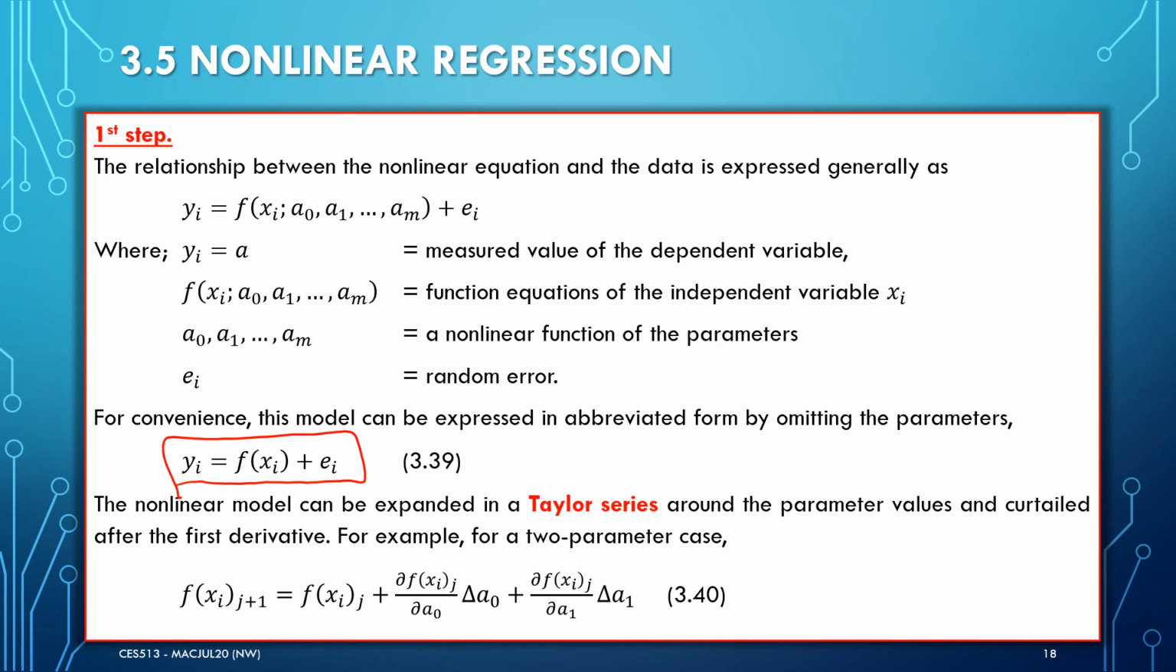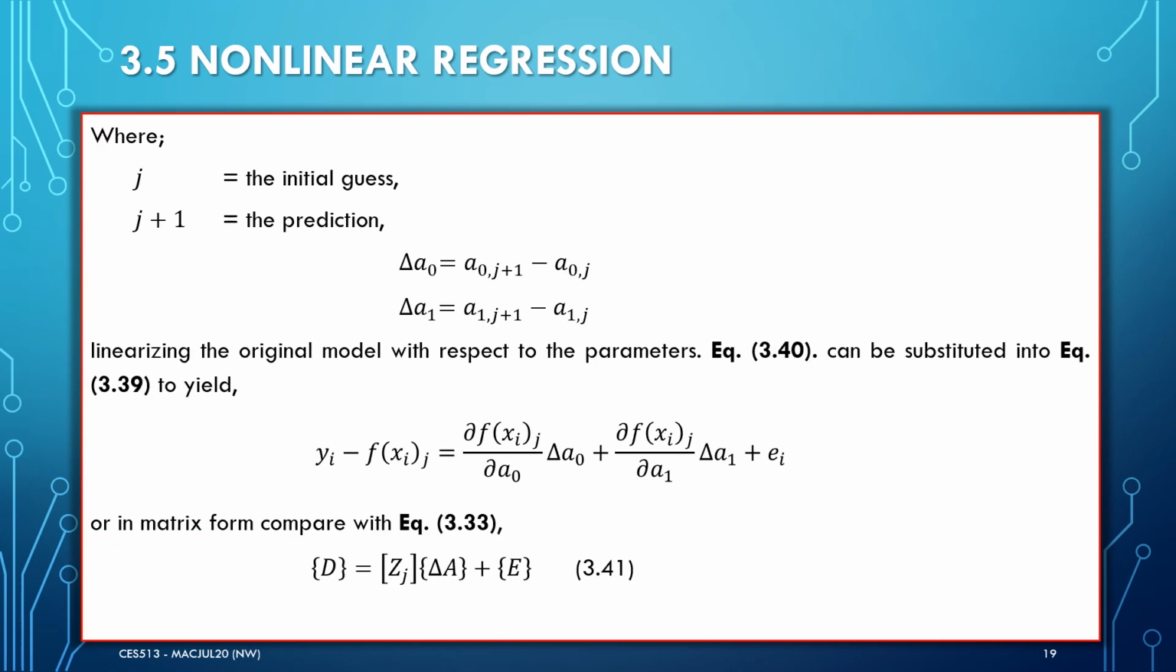The nonlinear model can be expanded in a Taylor series around the parameter values and curtailed after the first derivative. For example, for a two-parameter case, we get f(xi) at j plus 1 equal to f(xi) at j plus the derivative of f(xi) at j with respect to a naught multiplied by delta a naught, and so on, where j is the initial guess and j plus 1 is the prediction. So delta a naught can be obtained from a naught at j plus 1 minus a naught at j, and delta a1 can be obtained from a1 at j plus 1 minus a1 at j.